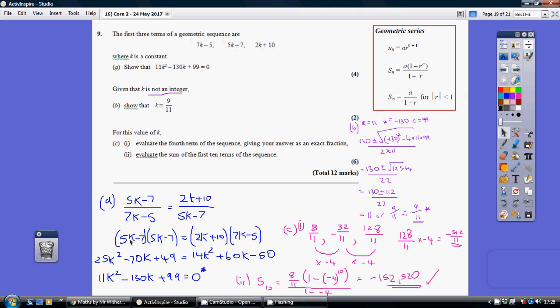So multiplying out, that gives us this pair of brackets which I've then expanded, taken it all over to the left hand side, and that gives us what we had to show.